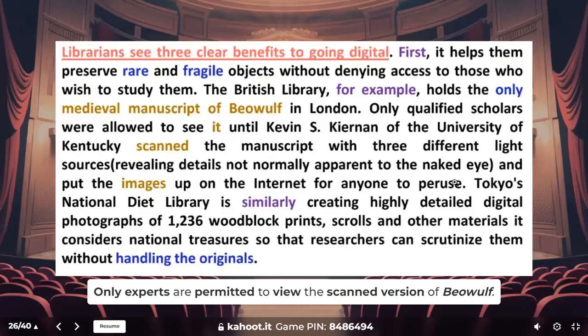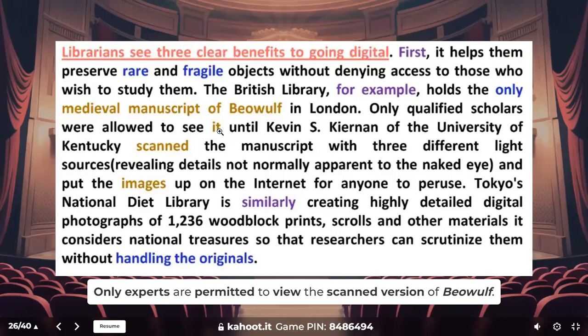Well, this means that the statement is wrong. It is not only experts. If they said only experts are permitted to view the medieval manuscript of Beowulf, that's true. But the statement is not about this. The statement is about the scanned version. It is about the images. And this is why when I told you guys, if you read the statement, try to be careful. You might find the same words, but the meaning is not the same. If you don't understand what it refers to, you will not get it. That's why I told you pronoun referencing is very important, and you should know what each pronoun refers to in order to get the correct answer.